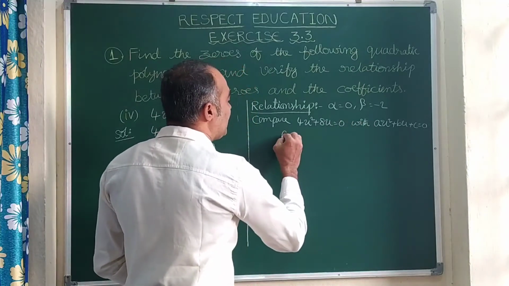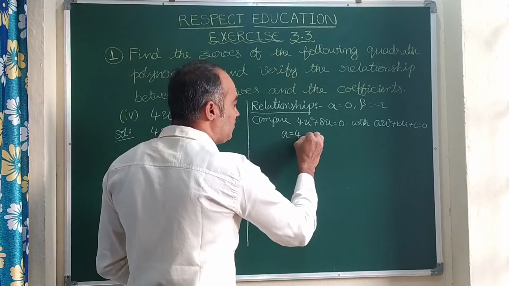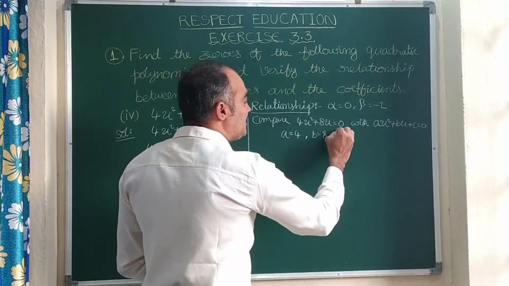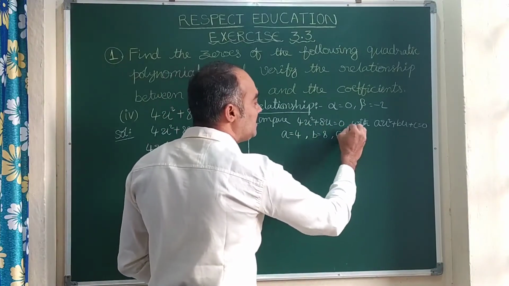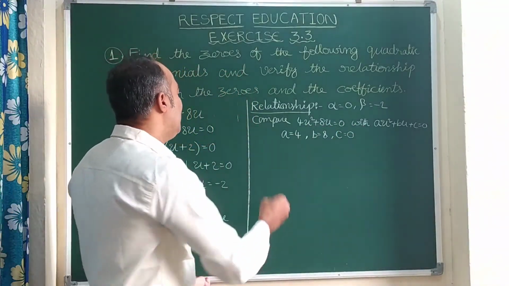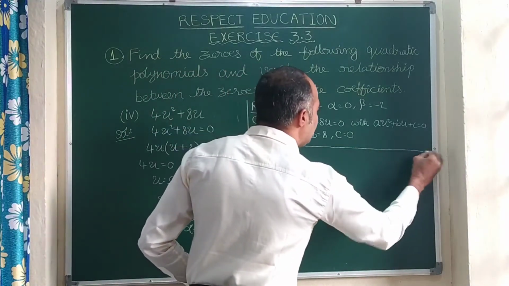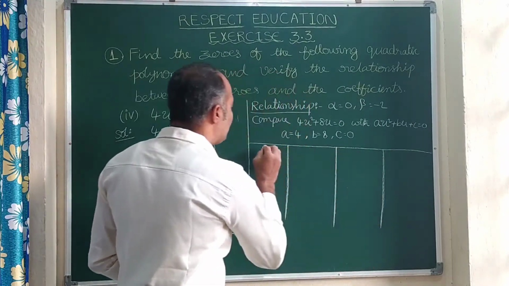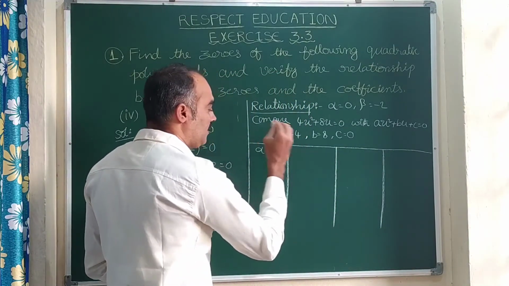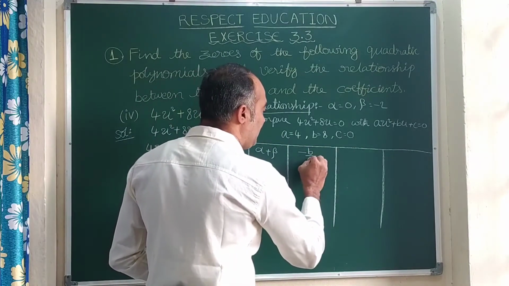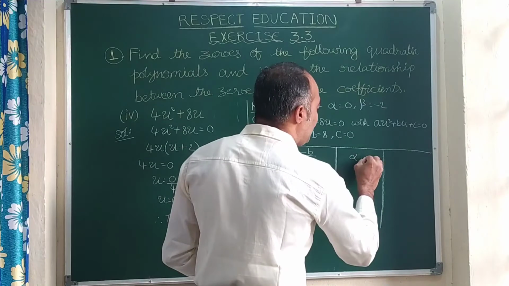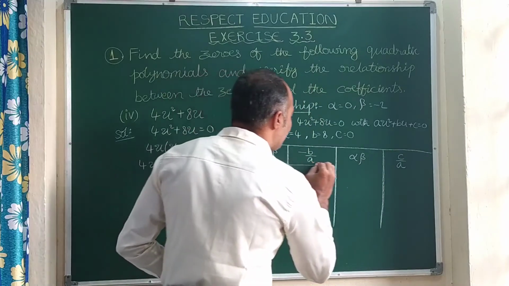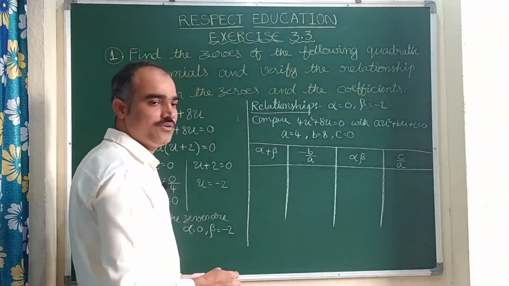Now on comparing, here I get a is equal to 4, the u square coefficient, b is equal to 8, the u coefficient, and c equal to 0, as there is no constant here. Fine. Now here I make this as 4 parts. First one is alpha plus beta, second one minus b by a, third one alpha into beta, fourth one c by a.